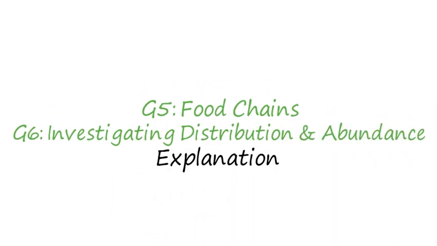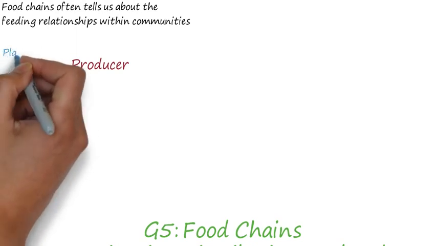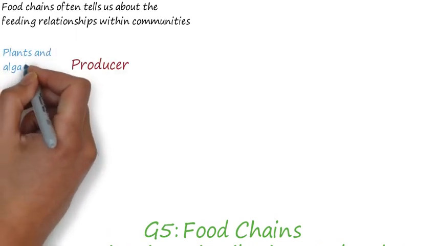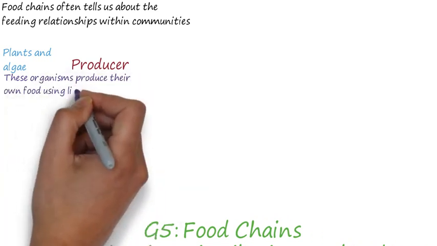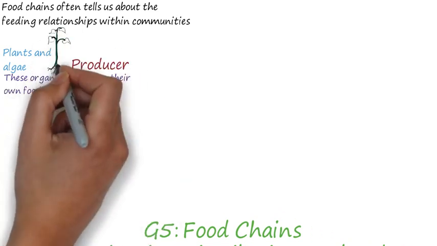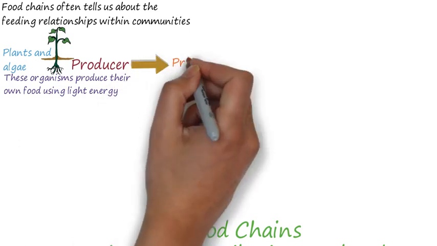Food chains often tell us about the feeding relationships within communities. The first organism in a food chain is always a producer. These are plants and algae, and they always start the food chain as these organisms produce their own food using light energy. The sun is the source of energy for almost every food chain.